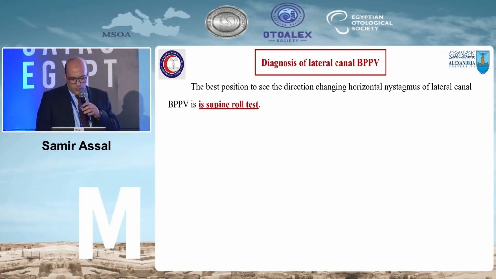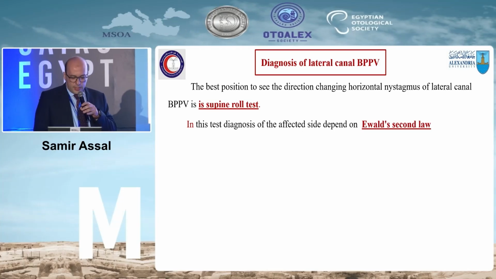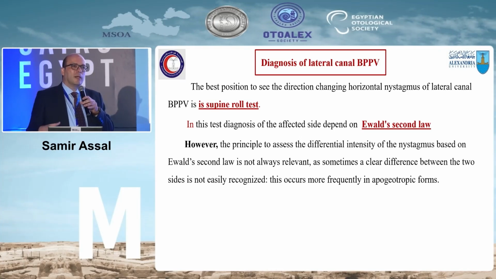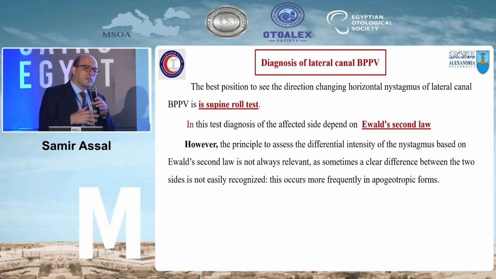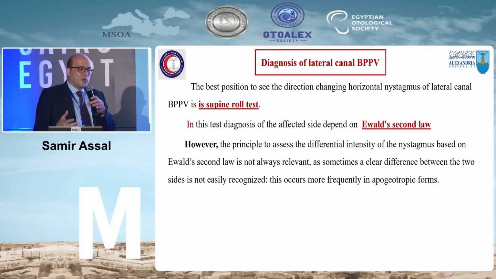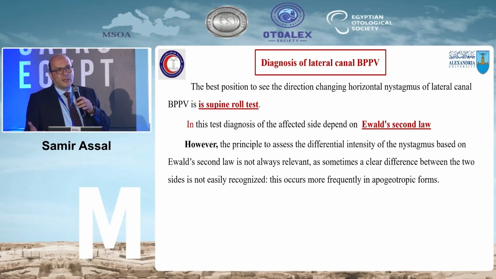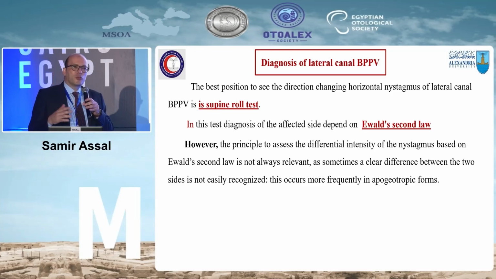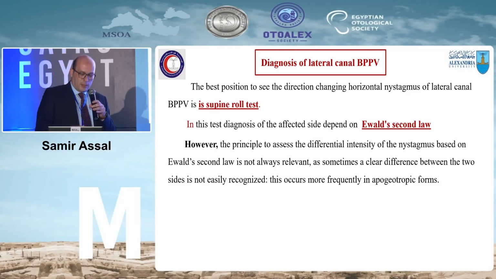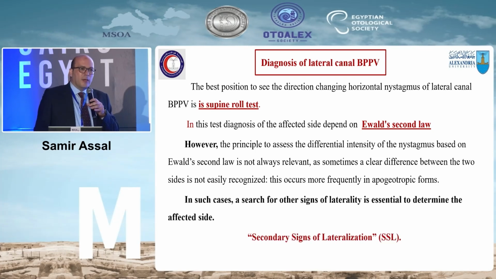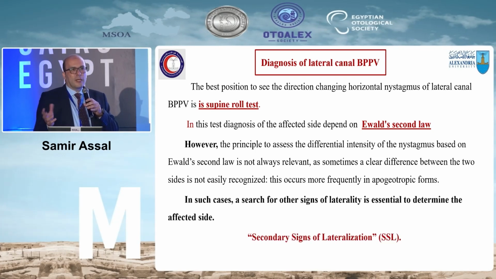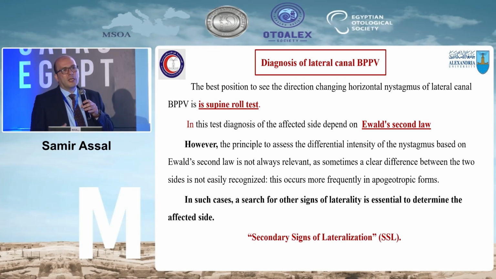In most cases, we depend on Ewald's second law, which indicates that the nystagmus resulting from excitation is greater than the nystagmus resulting from inhibition. So in the geotropic form, the affected side is the strong side, and in the apogeotropic form, the affected side is the weak side. But in some cases, the difference between both sides in intensity may be difficult to judge, especially in apogeotropic cases.